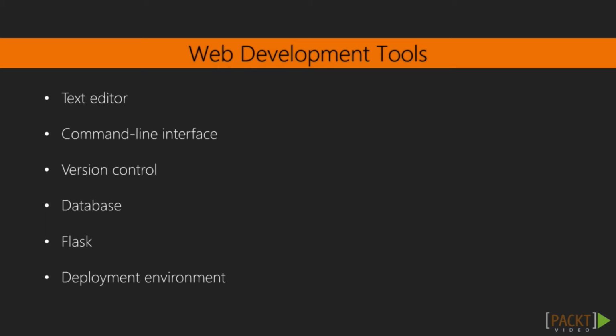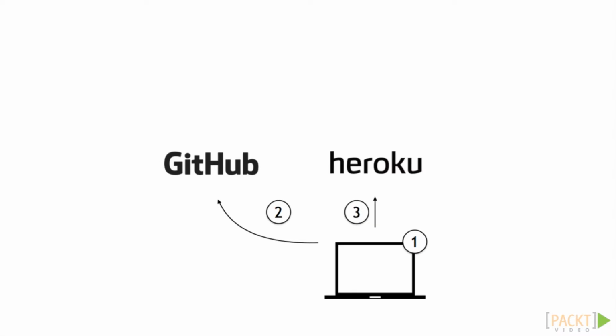So how do they all work together? The workflow starts on your computer. You use a text editor to write your code, and you use the command line to run that code. As you write your code, you keep track of it using Git, and you store your code on GitHub. When your application is ready to share with others, you deploy your code to Heroku. At this point, users can now go to your application's URL and view the site.